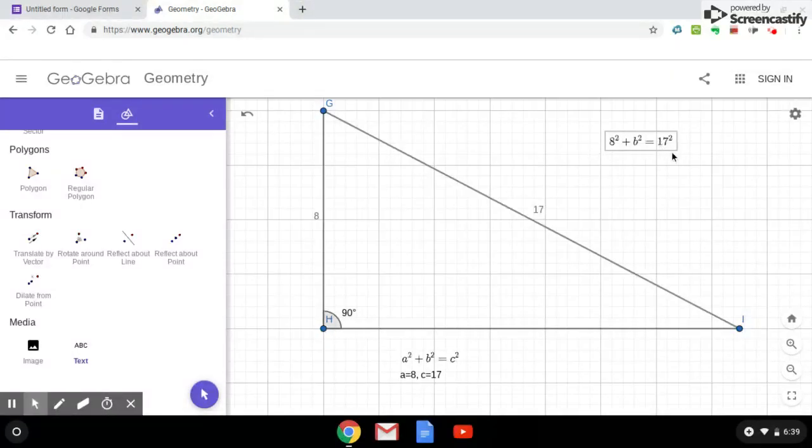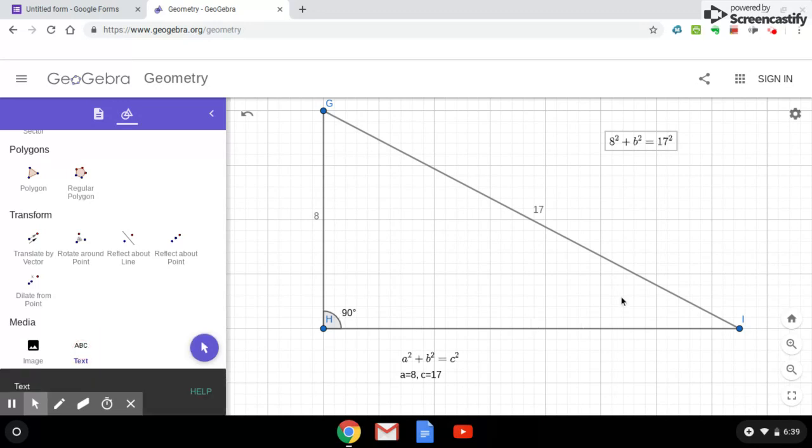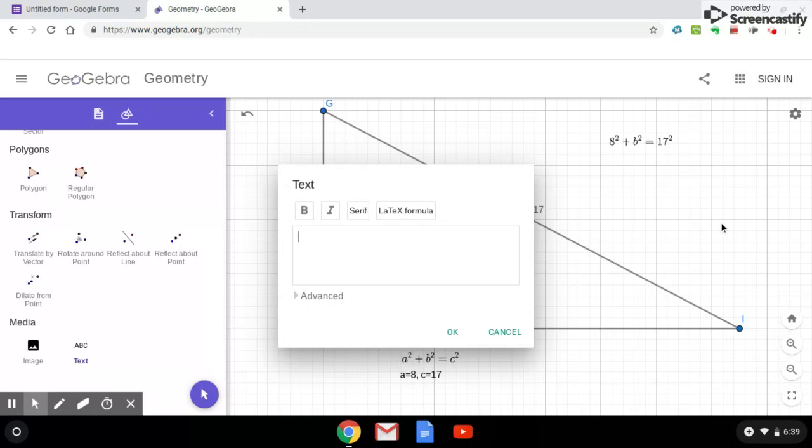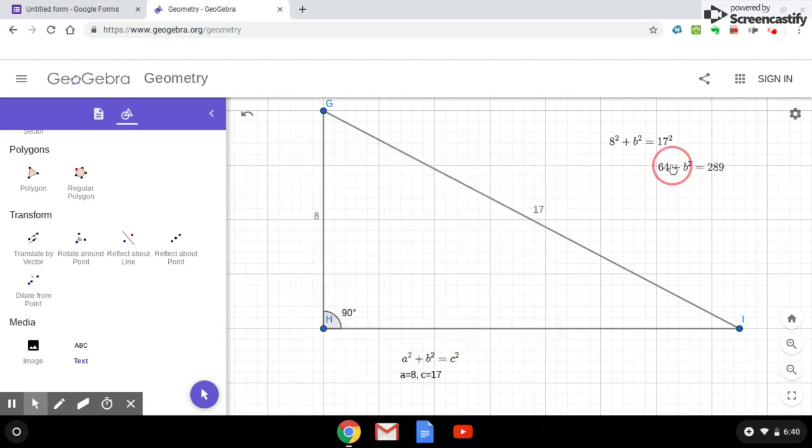So we can solve our 8 squared and our 17 squared. We can simplify those to being whole numbers rather than exponentials. We know 8 squared is 64 because we've learned that in elementary school. So we have our 64 plus our b squared, which equals 17 squared. I don't think you guys would have that memorized, but if you do, that's awesome. If we put it into our calculators, we can find that it's 289.